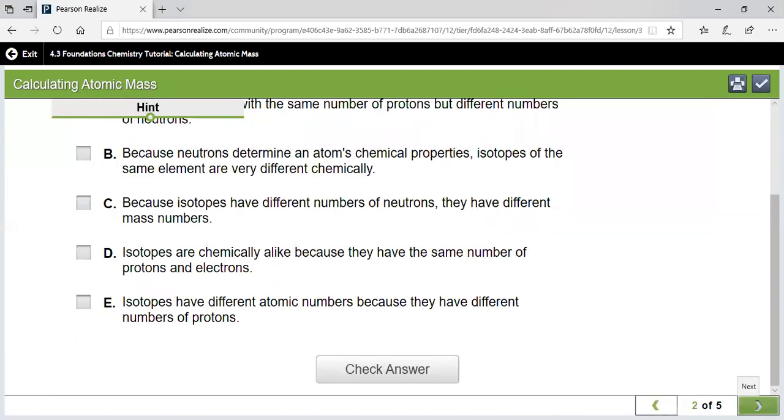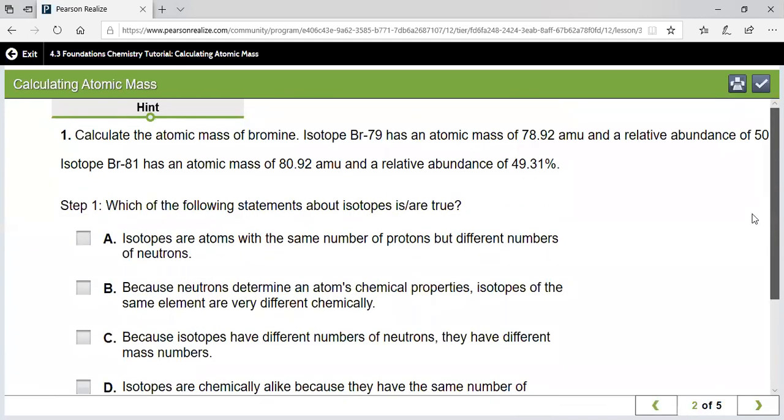So let's get to our sum now. It gives us the isotope of bromine-79 with its mass and percent, and also the isotope of bromine-81 with its mass and percent, and by the end it wants us to calculate the atomic mass. But first of all, which of the following statements about isotopes is true or false? Let's go faster, guys.